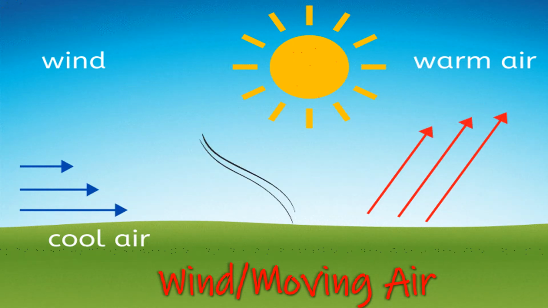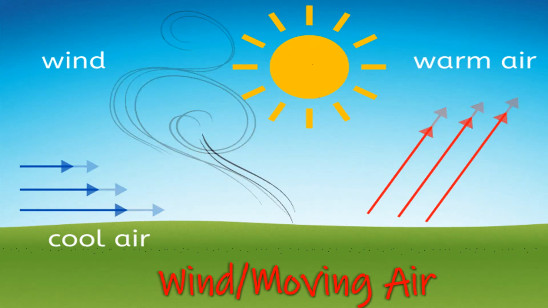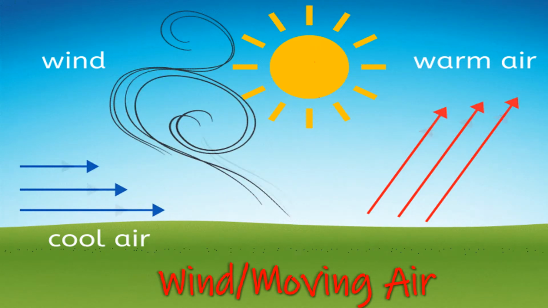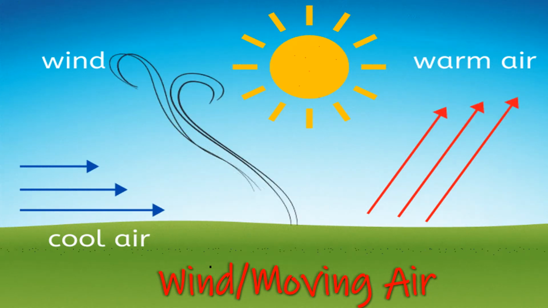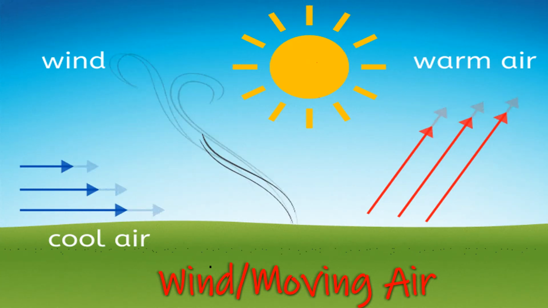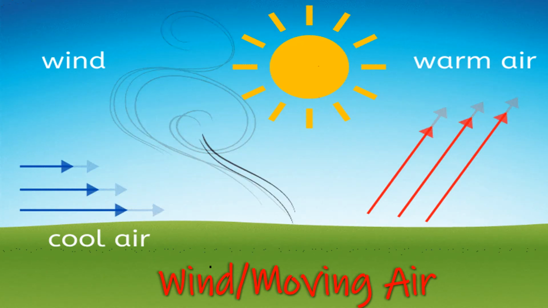Wind. One element of the weather is wind. Wind is the movement of air that can be felt against our faces and bodies. We can see the effect of wind by the movement of objects. Winds tend to blow from areas of high pressure where it's colder to areas of low pressure where it's warmer.